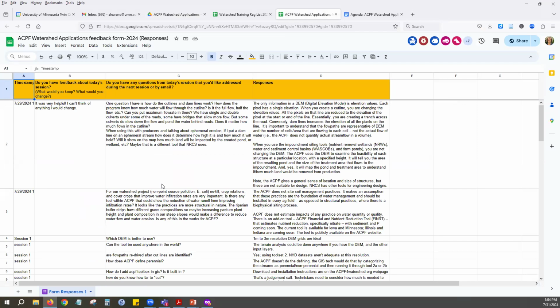The first one is, how do these cut lines and dam lines work? Because that's, for somebody who's not familiar with ACPF and with digital elevation models, those can be a little confusing. Excuse me. Yeah, thanks, Marcel. So good questions. So essentially when you're going through that last step of the DEM preparation, the process for cut lines and dam lines.